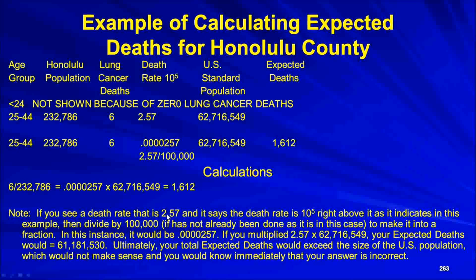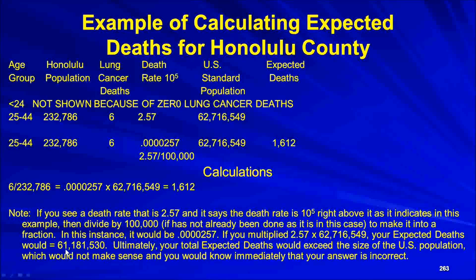If you see a death rate that's 2.57 and it says the death rate is 10 to the nth power, which could be 4, it could be 3, it could be anything else, right above it, as I've shown you here in this illustration, it indicates that you would divide by the 10 to the nth, or you would make it into a fraction. In this instance, we did.